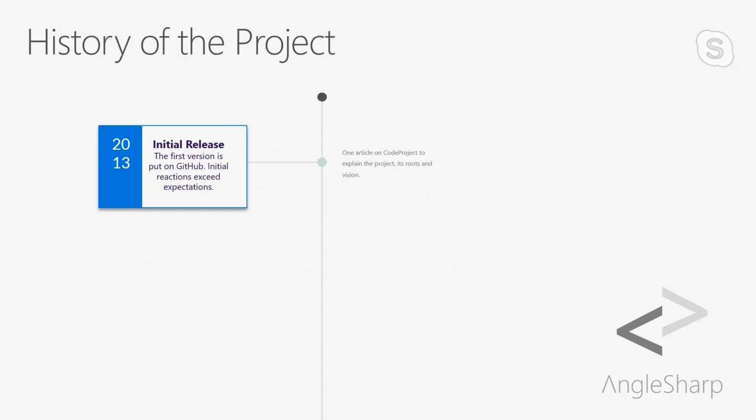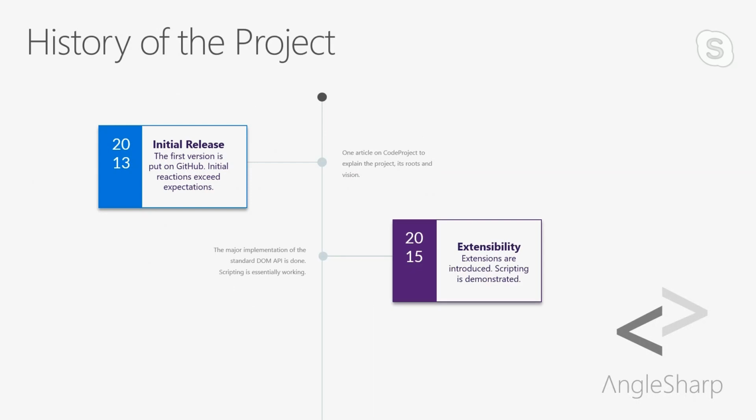In 2013, I put it out on GitHub, and the initial reaction was quite good. I was really surprised. So there seemed to be some kind of demand, and so I kept on going. And in 2015, we had an important milestone with integrated extensibility. We demonstrated that a scripting engine can be brought in, which was quite cool because suddenly you had not just a static document object model, a static representation of the page you're dealing with, but actually it could be made alive, what JavaScript brings, for instance, to the table.